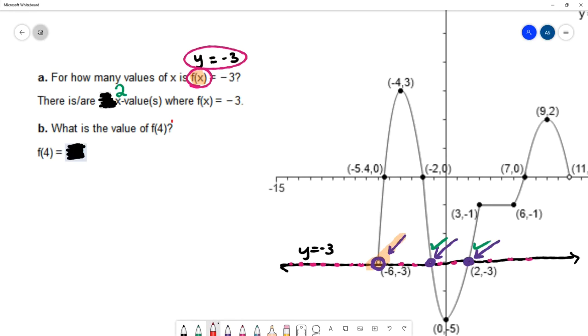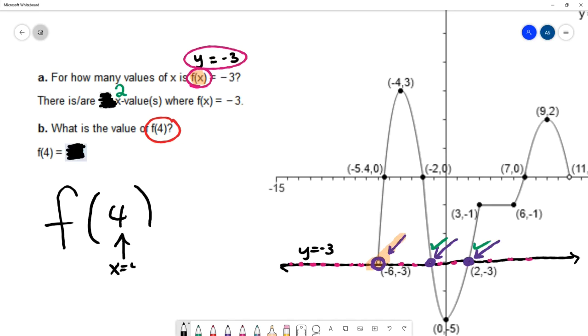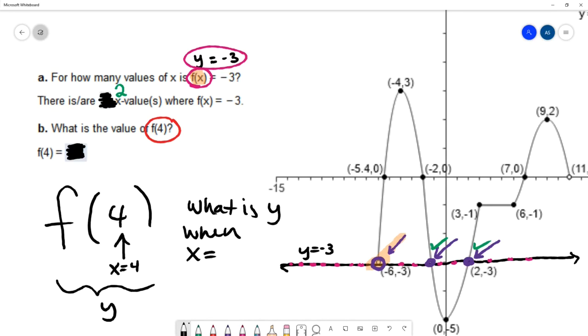Then the second question is, what is the value of f of 4? f of 4 tells us that x is equal to 4, and f of 4 is a y value. So essentially what this notation is asking us is, what is y when x is 4? We need to go onto our graph and find where x is 4. This is 1, 2, 3, 4. We find where x is 4.